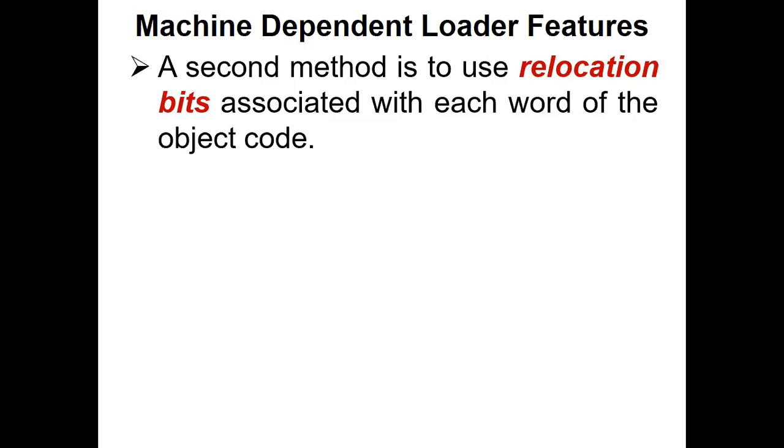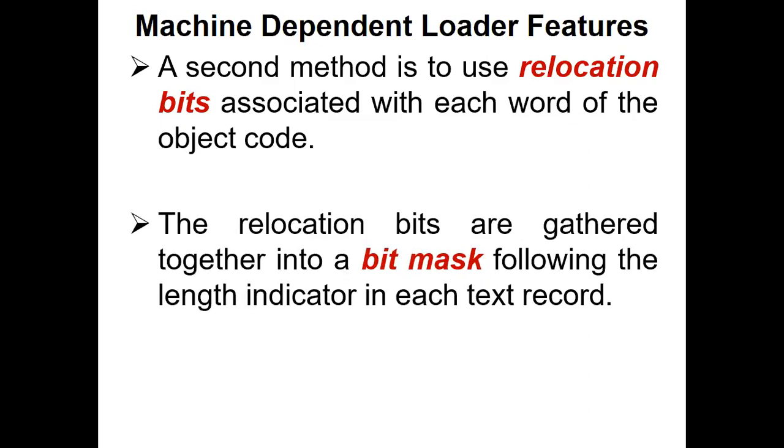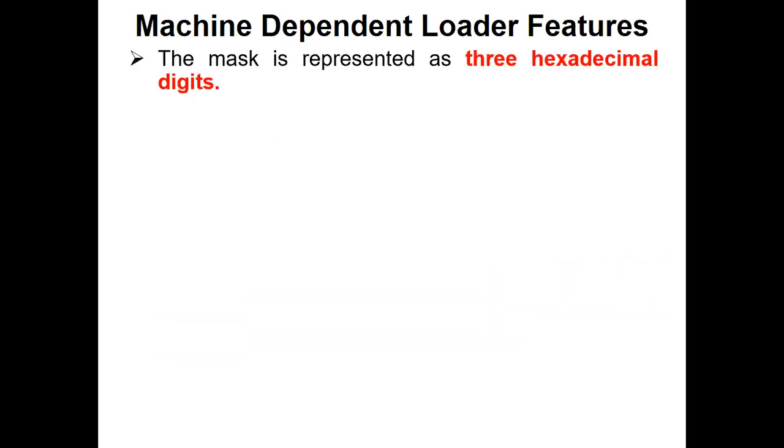So instead of writing a modification record, this time you write just a bit, either a 1 or a 0. A 1 will represent an instruction which needs modifying, and a 0 will represent an instruction which does not need modifying. Those 1s and 0s are gathered into an area which we call a bit mask, okay? And that mask is represented by 3 hexadecimal digits.